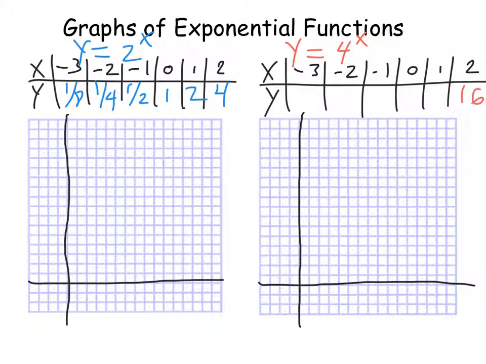4 squared is 16. 4 to the first is 4. 4 to the 0 is 1. Keep dividing by 4 as I go back to the negatives. 1 over 4, 1 over 16, and then 1 over 64. Okay?